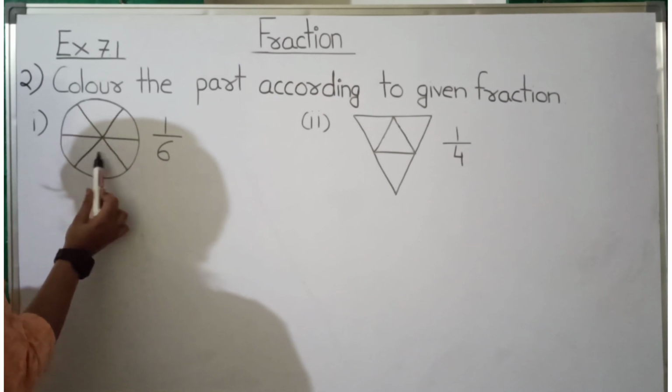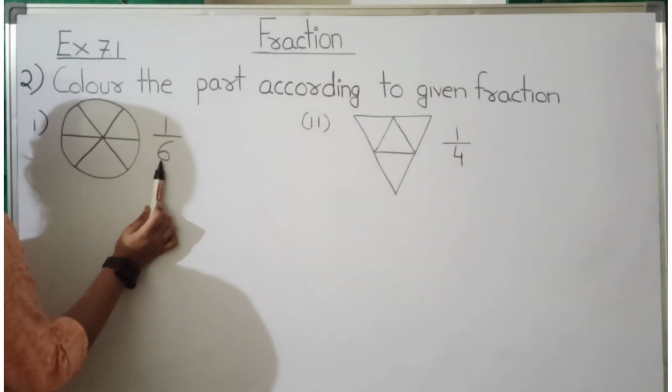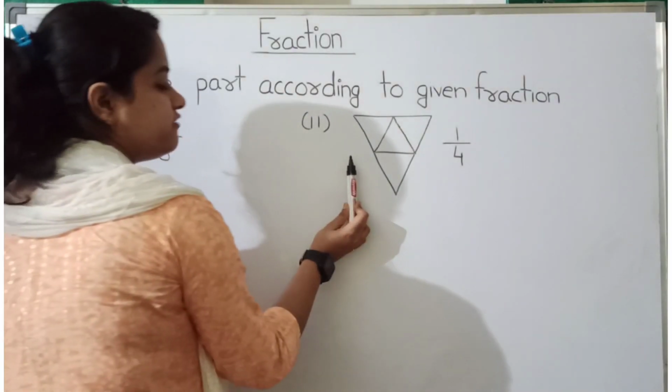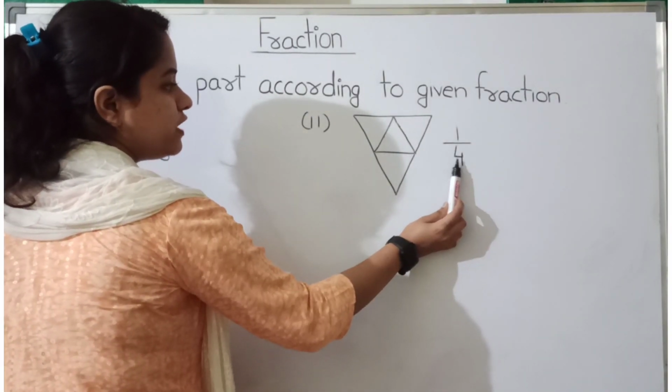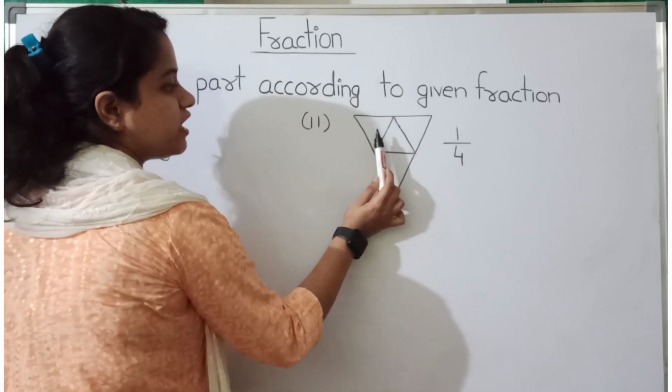1, 2, 3, 4, 5, 6. You can see in the denominator it is given 6. In the second one, how many parts are there total? In the denominator it is given 4, so we can check it out in the figure.